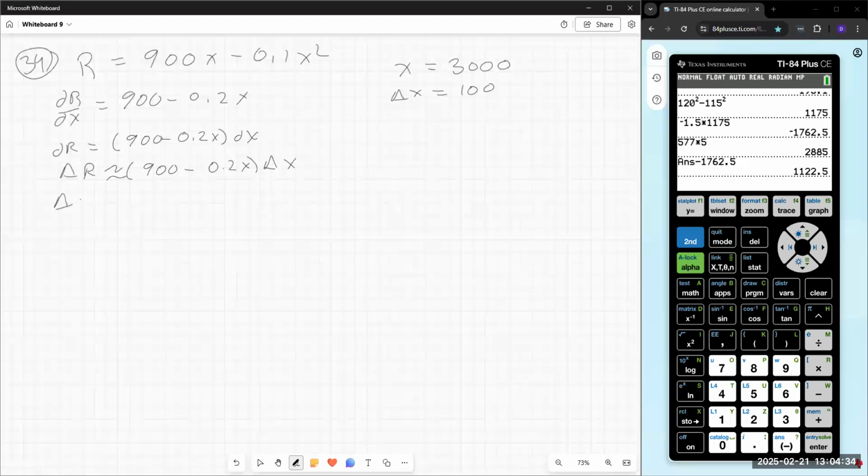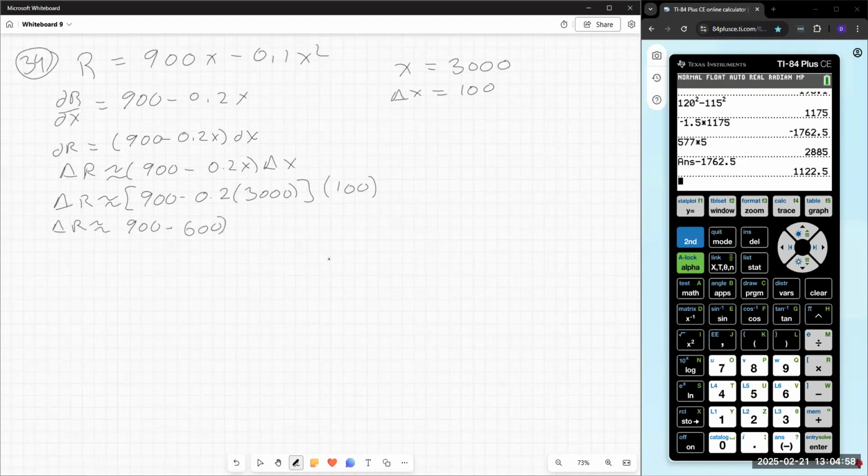So delta R is approximately 900 minus 0.2 times 3,000 times a delta x of 100. So delta R is approximately 900 minus 600 times 100, which is 300 times 100, which is 30,000. That's $30,000.